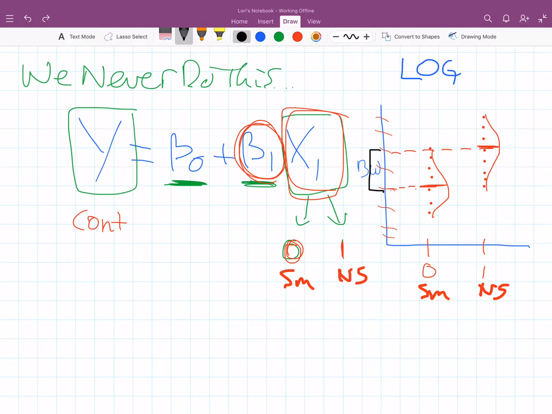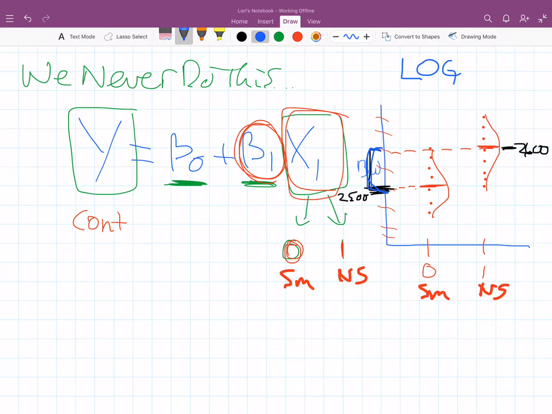And my birth weight, and I'm just picking a number out of the air, my birth weight for smokers on average, this number right here, is maybe 2,500, and the number for non-smokers right here is 2,600 in a particular hospital, maybe somewhere. And so this difference between the two is equal to 100.